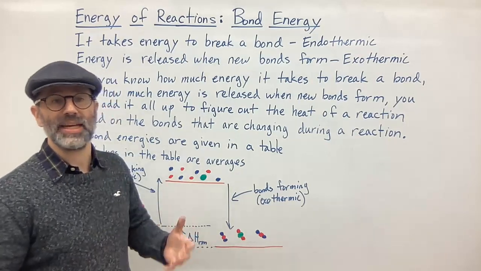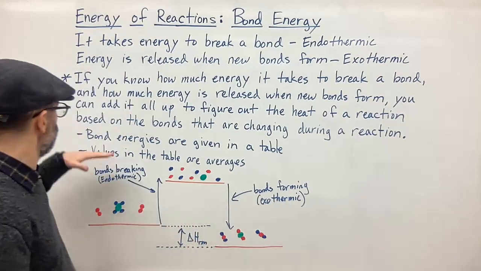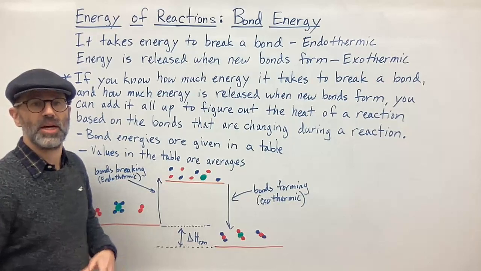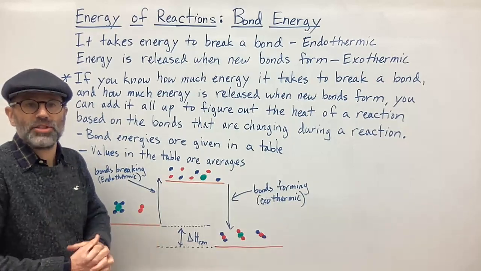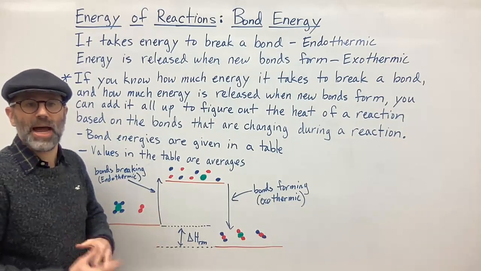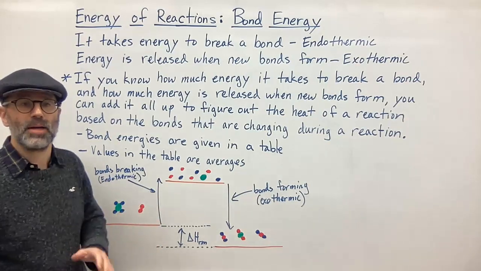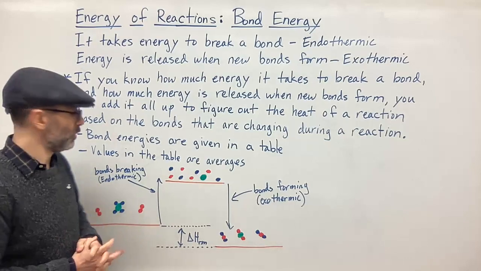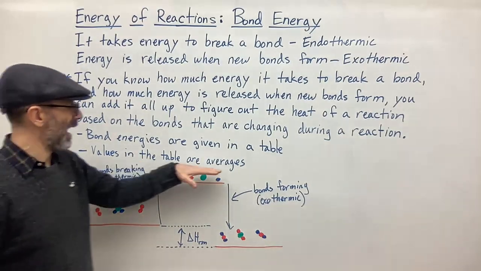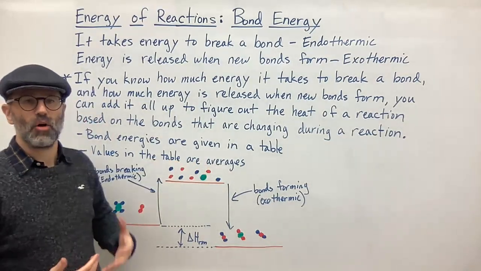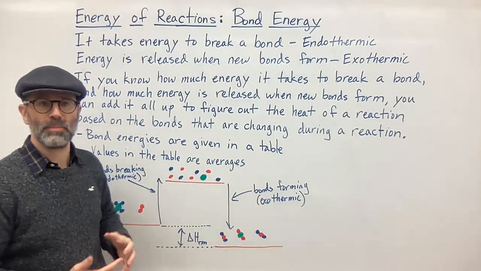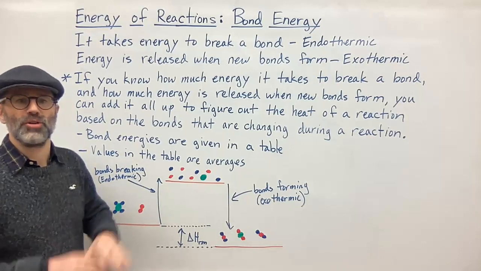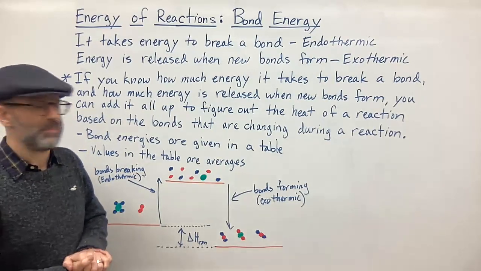So what you need is a list of bond energies. Bond energies are going to be given to you in a table. You don't need to memorize them. So you'll look up the bond energies of the various different bonds you have in your reactants and in your products, and then you calculate the difference. These values that you look up are averages, because not all carbon-carbon bonds are the same. Not all hydrogen-carbon bonds are the same. So you've got to take an average of them.